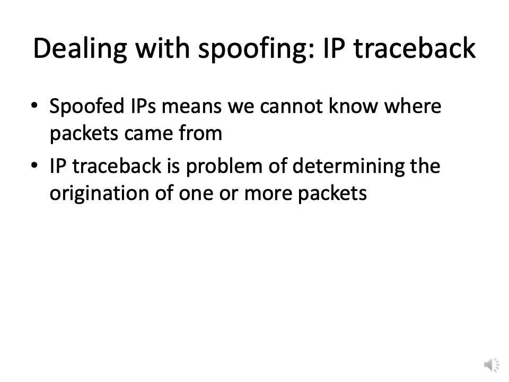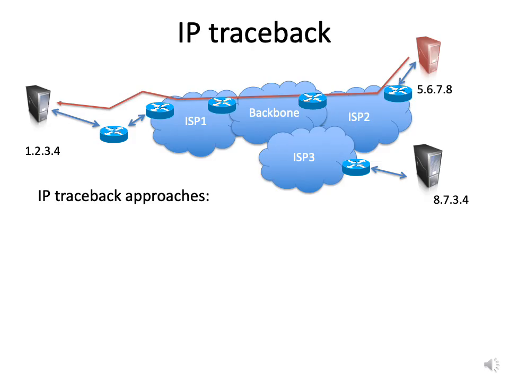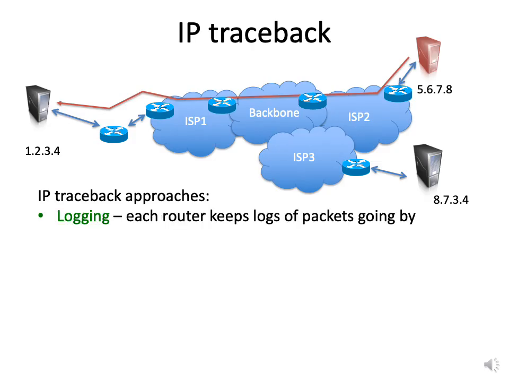So it turns out I was office mates with one of the people who developed a pretty cool technique to deal with this. There's a couple different ways of doing this. One way is logging. We're just going to have every router log the packets that go by for some short period of time. And so this means that if we want to see where a packet came from, we can go to our upstream router and say, we got this packet, where did it come from?